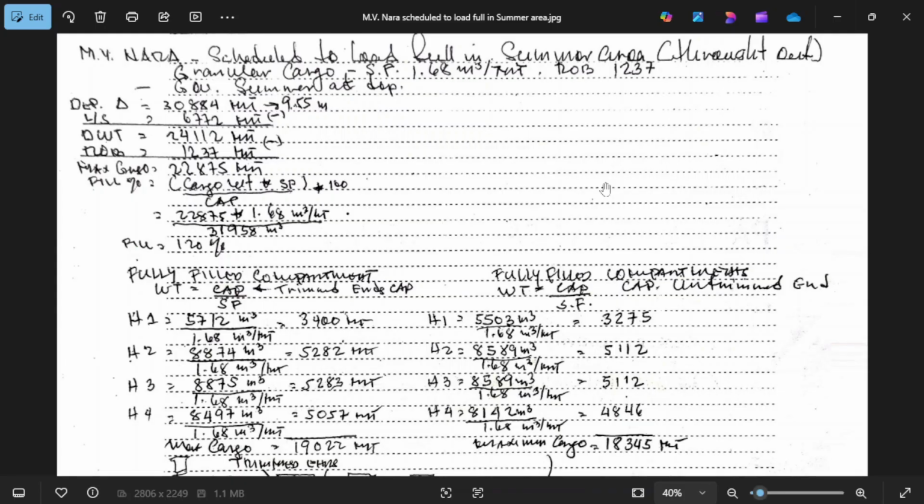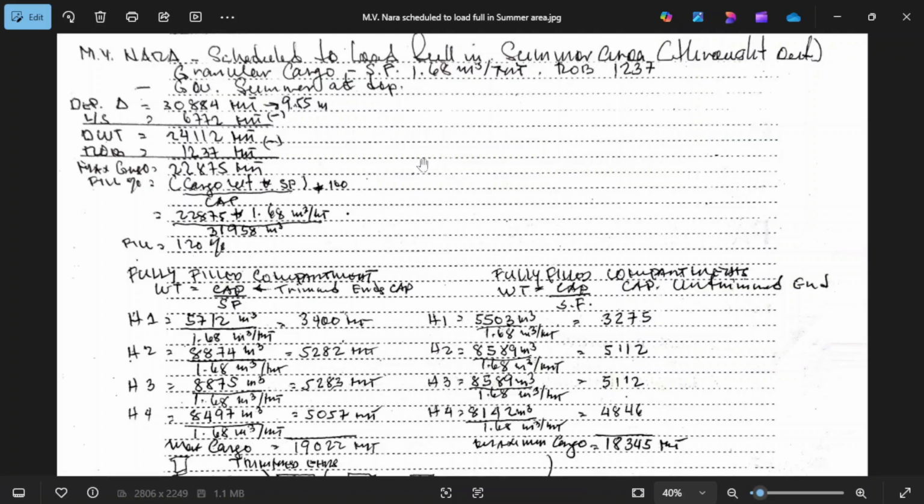It's a 4-hold vessel and the name is MV Nara. She's scheduled to load full in summer area. She's in the summer zone all throughout the voyage, with granular cargo, meaning grains, which has a stowage factor of 1.68 cubic meter per metric ton, and she has an ROB of 1,237 metric tons. So the governing zone is summer upon departure at berth.